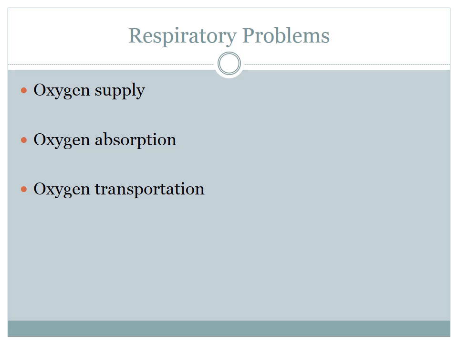Respiratory problems. So if you have a respiratory problem, it's going to be one of three things going on. You're going to have either a decrease in oxygen supply, a decrease in absorption of the oxygen that is available, or the transportation route is not good. All of this is going to interfere with gas exchange. And I think that's a very important point.